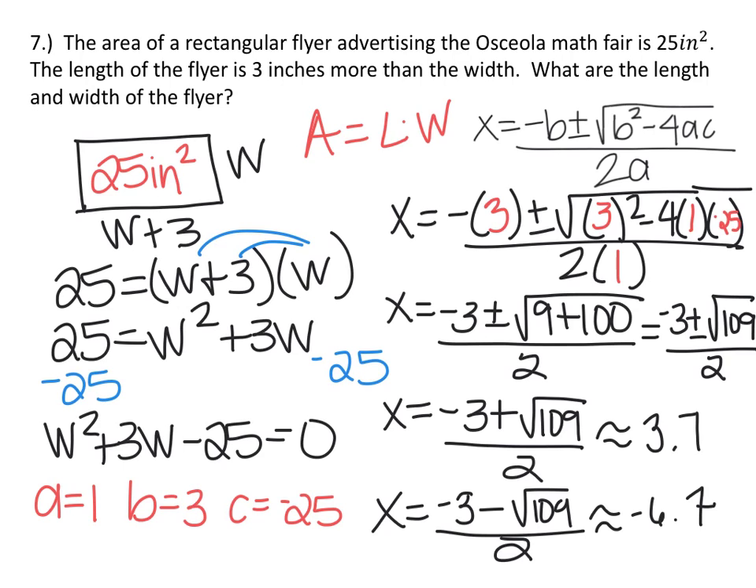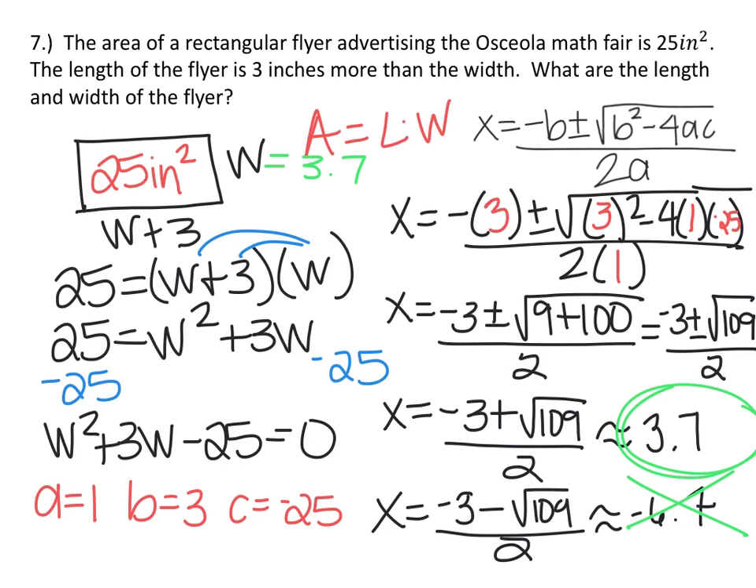Now, what are we talking about? We're talking about the dimensions of a rectangular shape. So we cannot have a negative measurement. So we actually want to ignore and not use the negative value. I'm going to focus on x equaling 3.7. So in this case, x is the same thing as w. Okay? So w equals 3.7.